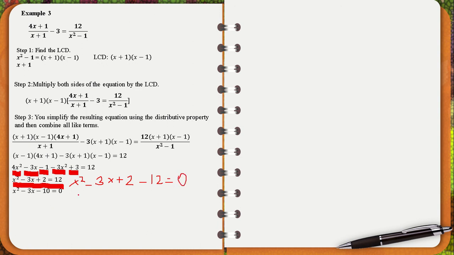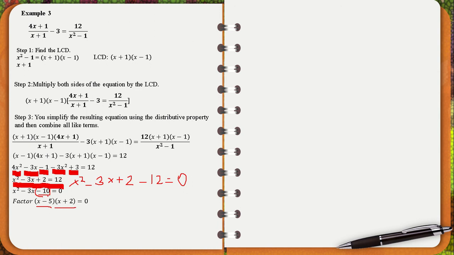So, simplify yan. x squared minus 3x plus 2 minus 12. Kaya meron tayong negative 10 dito is equal to 0. So, i-factor ngayon natin itong resulting equation na x squared minus 3x minus 10. So, ang factors niyan ay quantity x minus 5 at quantity x plus 2.